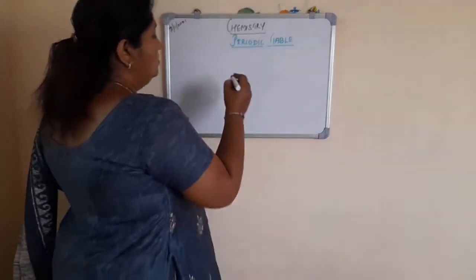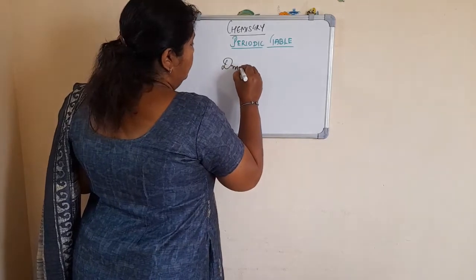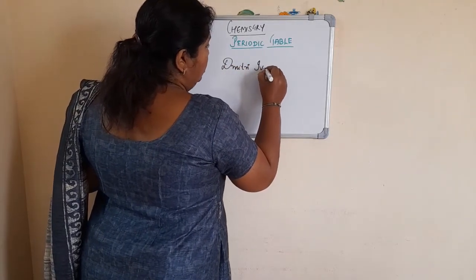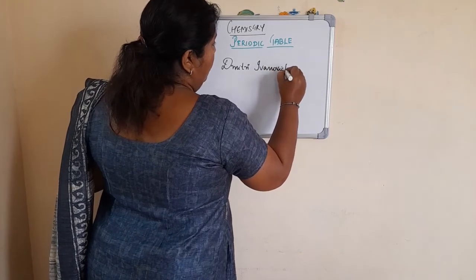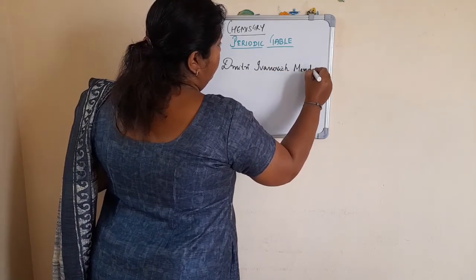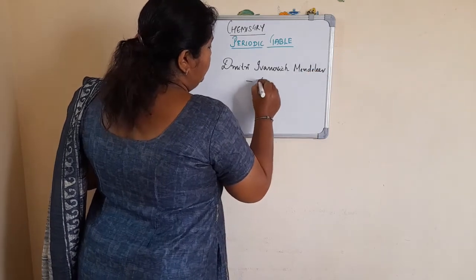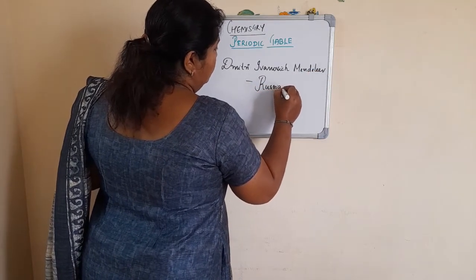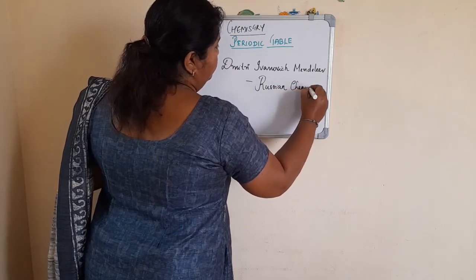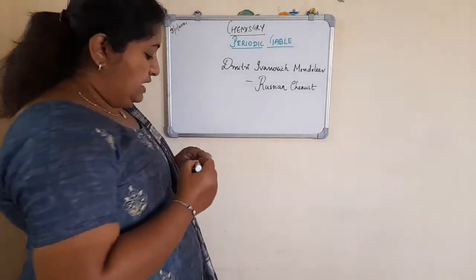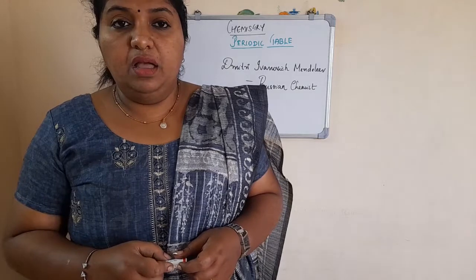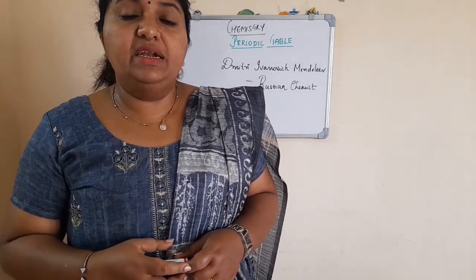After that came another scientist who created a major breakthrough in the periodic law. His name was Dmitry Ivanovich Mendeleev. He was a Russian chemist. So he was a person who created a major breakthrough.